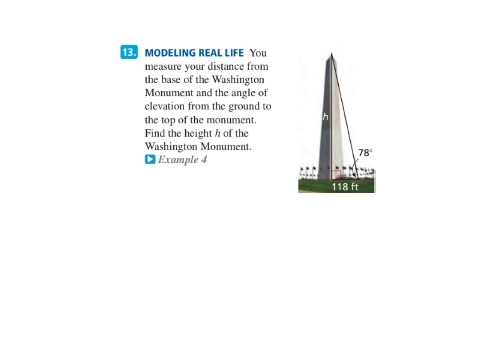All right, modeling real life. If you measure your distance from the base of the Washington Monument, and the angle of elevation is 78 degrees, find the height h of the Washington Monument. So we know we're 118 feet away. It is a right angle. So let's draw this out here. 78 degrees. This is 118. Let's not use h, let's use y. I like to use h for height or hypotenuse, but let's just use y here.